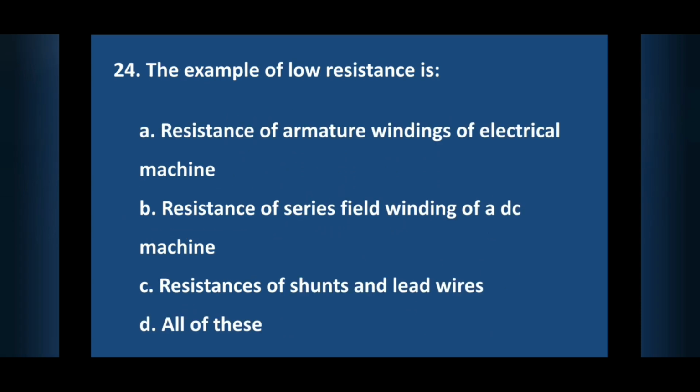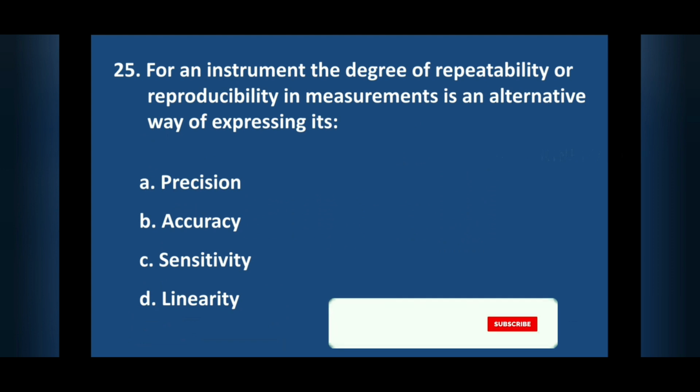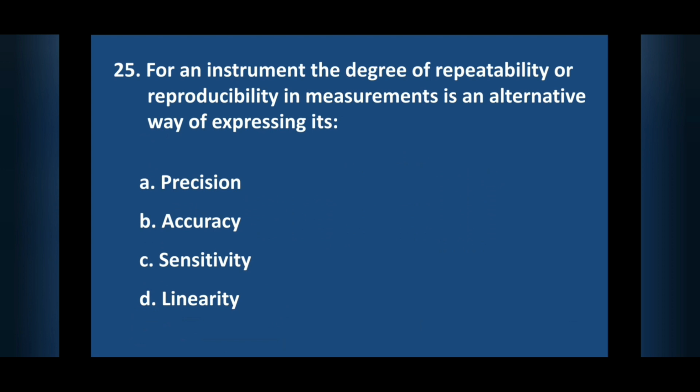Question number 24. The example of low resistance is. Answer is option D, all of these. Question number 25. For an instrument, the degree of repeatability or reproducibility in a measurement is an alternative way of expressing its. Answer is option A, precision.